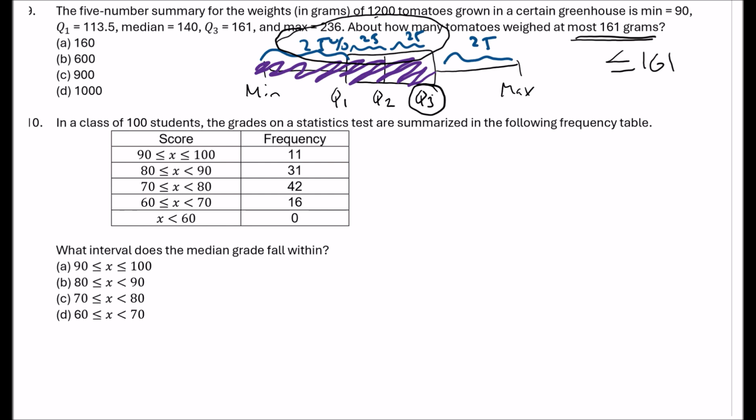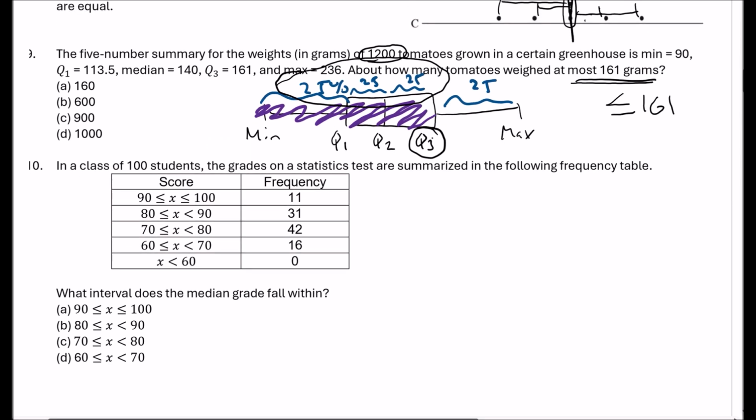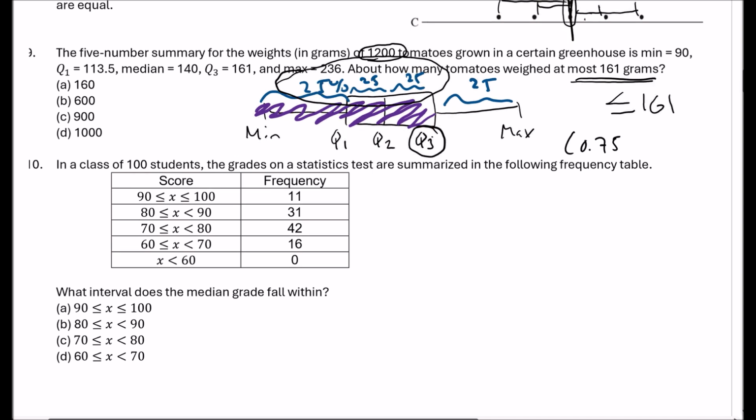Now the total is 1,200 tomatoes, right? So we have 75% times 1,200, and that's going to be our answer. Okay, so if you do that, we get 900 tomatoes. It's got to be C.